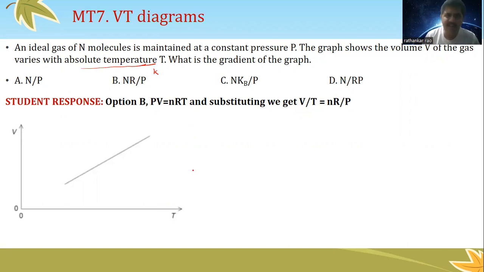See, the problem appears to be very straightforward. We know PV equals nRT, where n is the number of moles. And then directly we can write V by T. I'll pull this T downwards, divide by T on both sides, so that I get nR. And I'll push this P downwards, so I get the answer as nR divided by P.